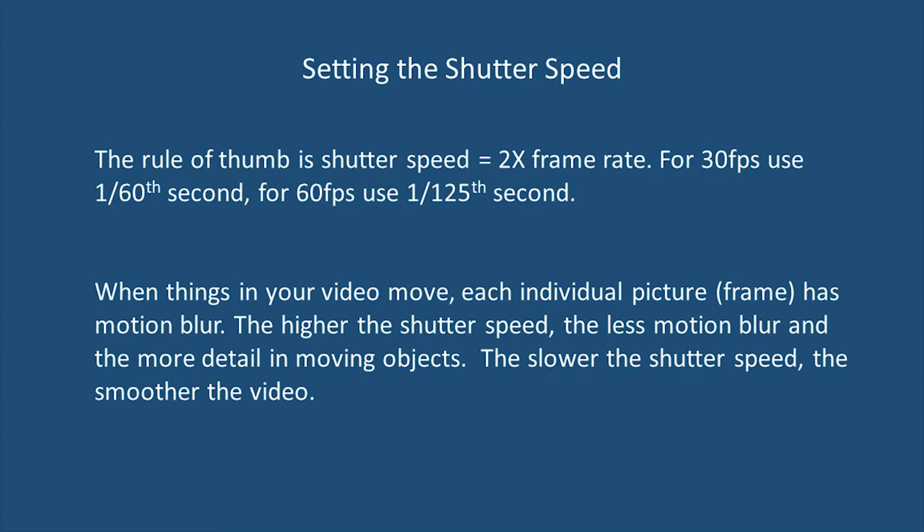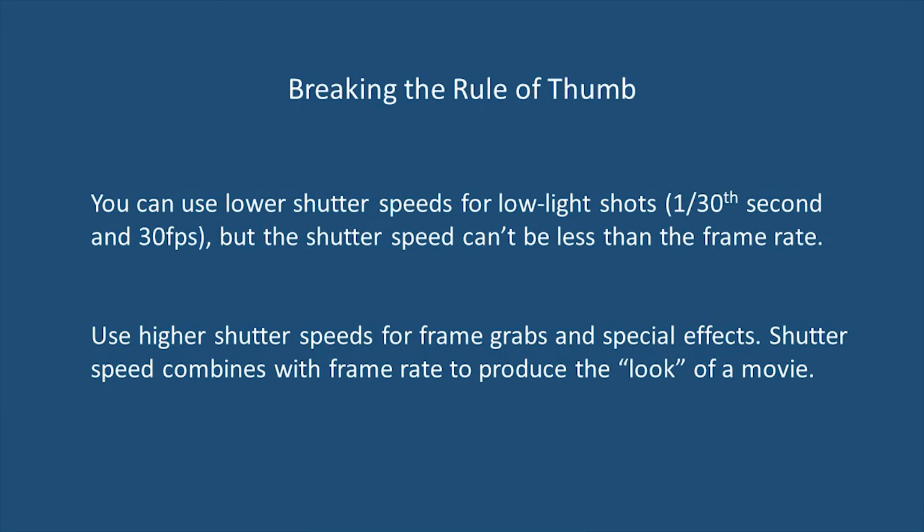Once you've chosen a frame rate, you'll need to set the shutter speed. The rule of thumb for shutter speed is that it should be twice the frame rate. For example, if you're at 30 frames per second, you need 1/60th of a second shutter speed. There are times when you would break this rule of thumb. For instance, normally if you're shooting 30 frames per second, you would be at 1/60th of a second.